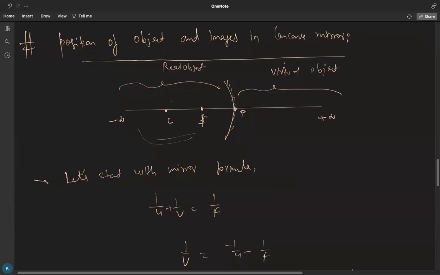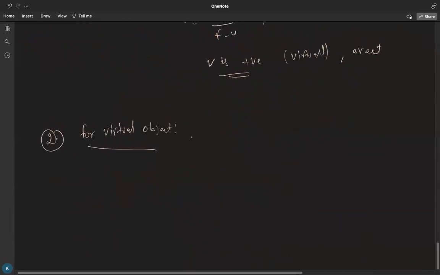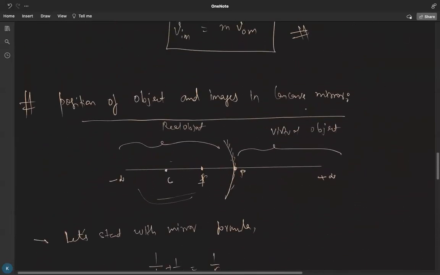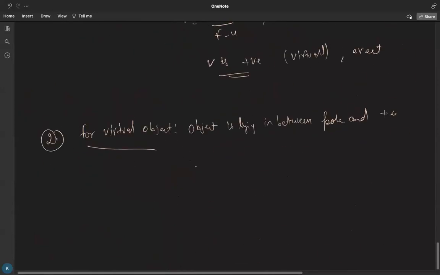I hope it is clear to all of you. Okay, so now what else can you do here? So we have a reason. Let me write the reason here: the object is lying between the pole and plus infinity, as you can see. Because our object is lying in the backside of the mirror, right? Backside of the mirror. So here, what else can we do?